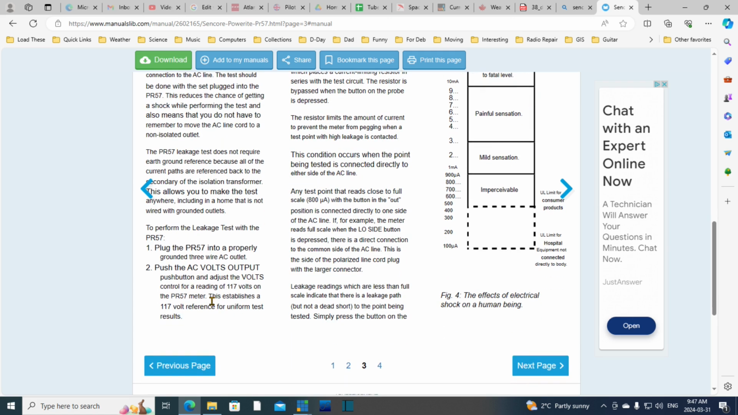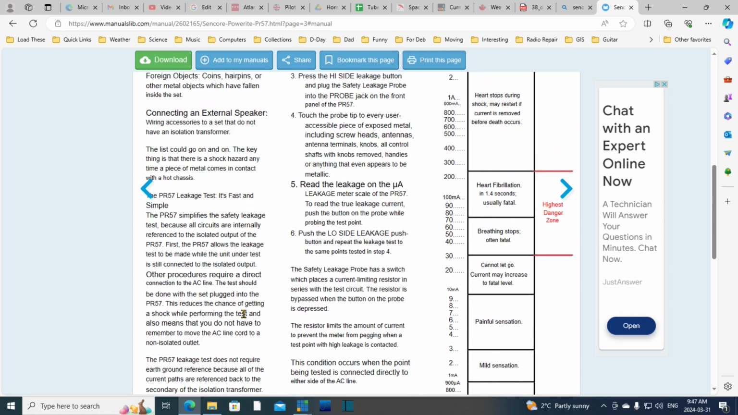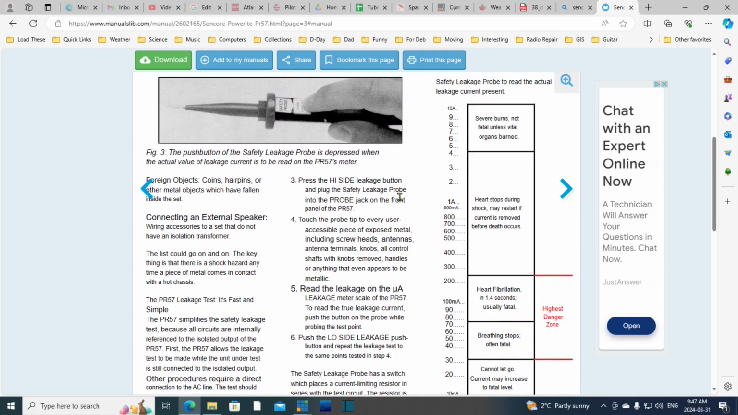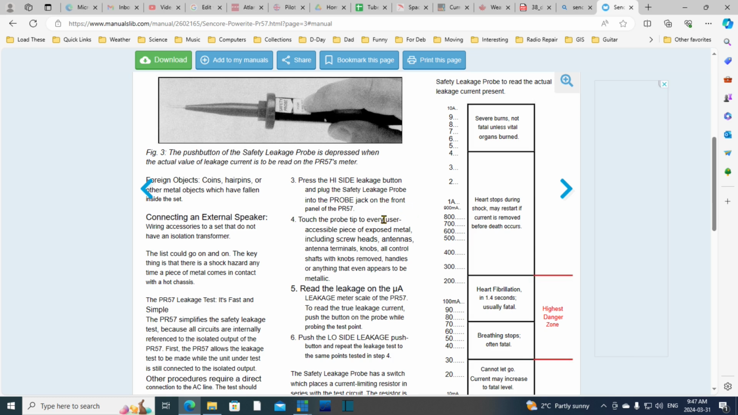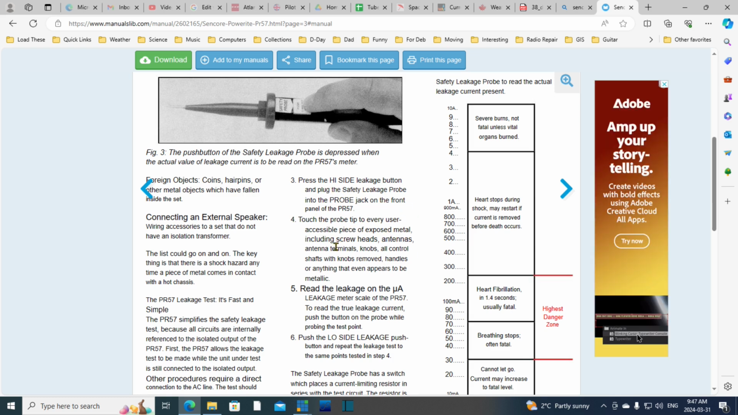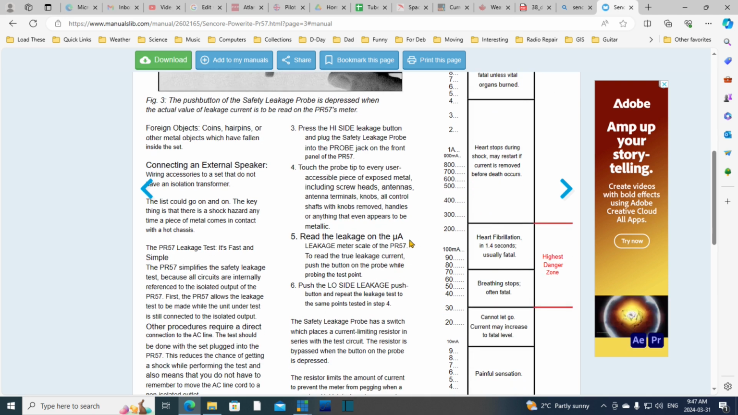Push the AC volts output push button and adjust the volts control for 117. Establish a 117 volt reference for uniform test results. So they've calibrated everything based on the fact that it's putting out 117 volts to start with. Press the high side leakage button, plug the safety leakage probe into the probe jack, touch the probe to every user accessible piece of exposed metal, including screw heads, everything you can think of. Read the leakage on the microamp leakage scale.